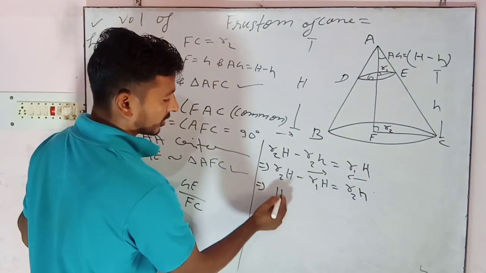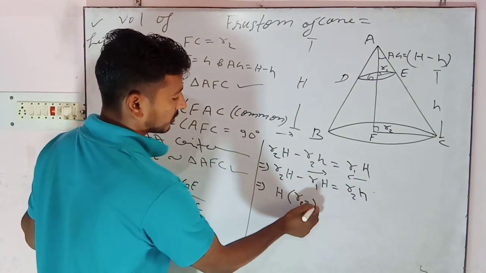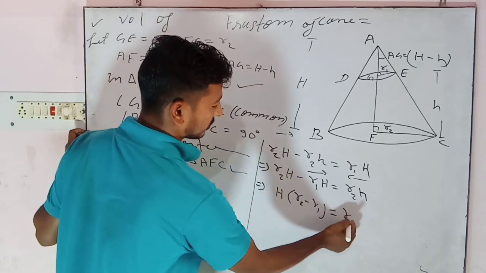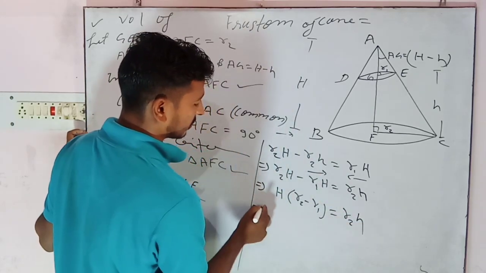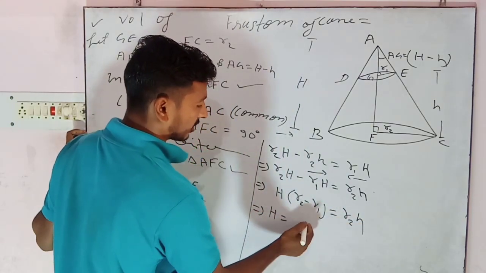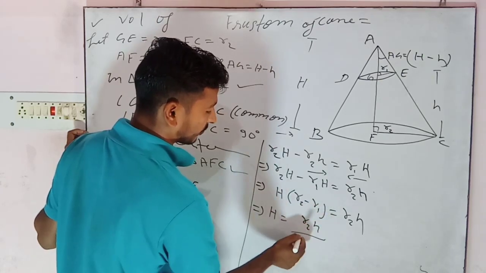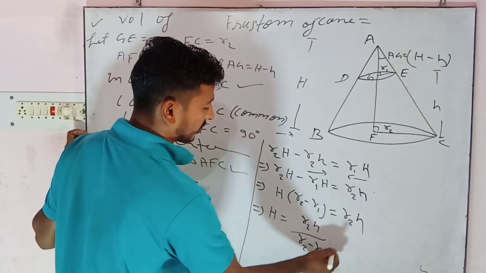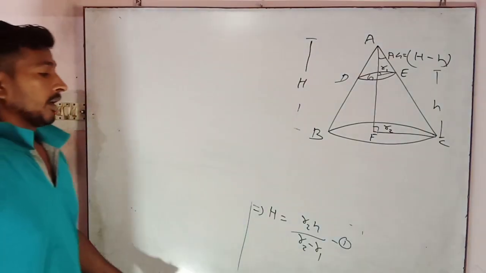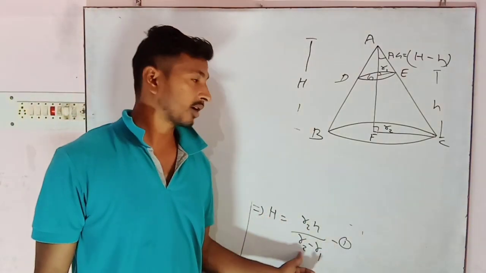Now can we take H common? Now we can write H is equal to R2 minus R1. Now H is equal to R2H by R2 minus R1.